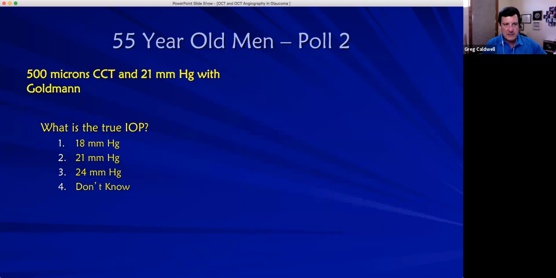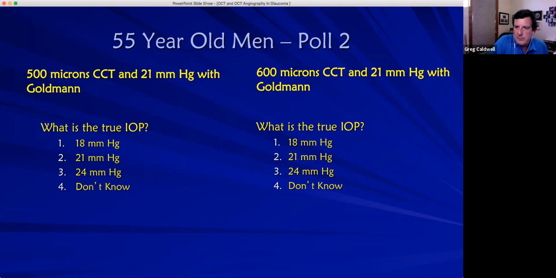And we're going to talk about central cornea thickness, and actually going to talk about it right here. So we have polling question number 2, Joe, if you'll launch it. We have two 55-year-old men. One has right here, as you can see, a 500 micron cornea with a 21 millimeter mercury with Goldman, and the other one has a 600 cornea and 21 millimeters of mercury. What's that true IOP? The 500, is it 18? Is it 21, 24? You just don't know. And the one with a little bit thicker, you're measuring 21. Is that the one that's 18, or is it 21, 24, or you just don't know?